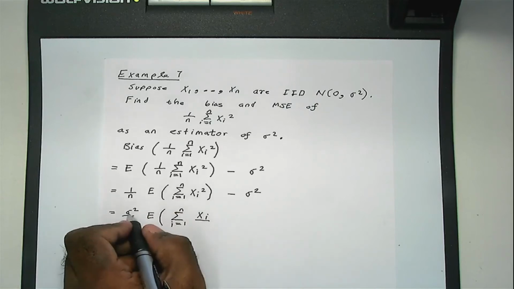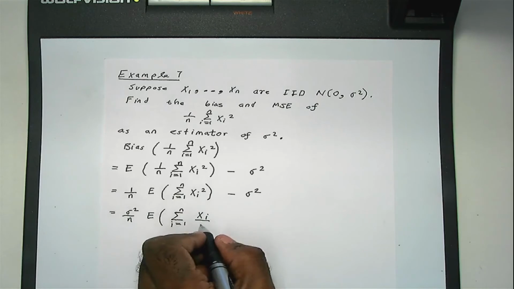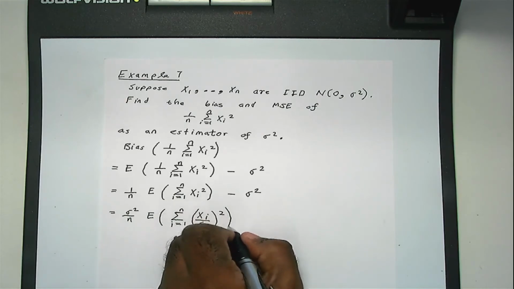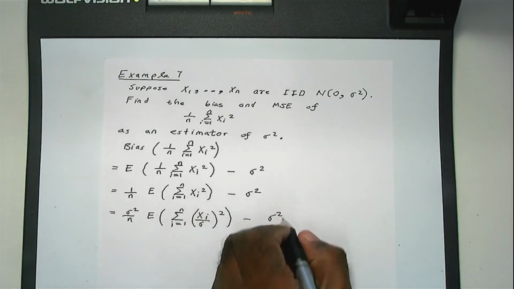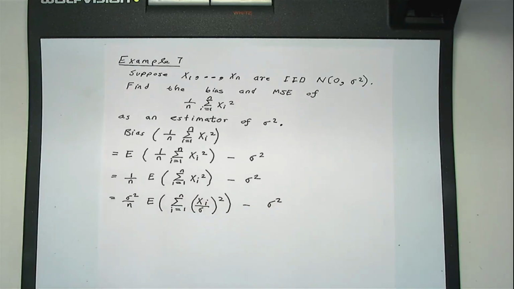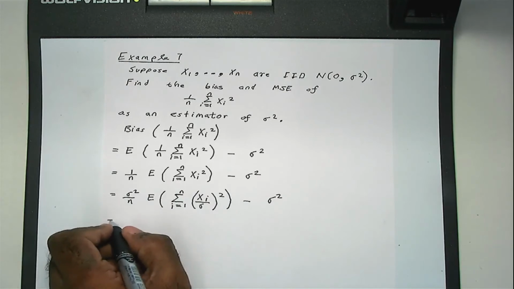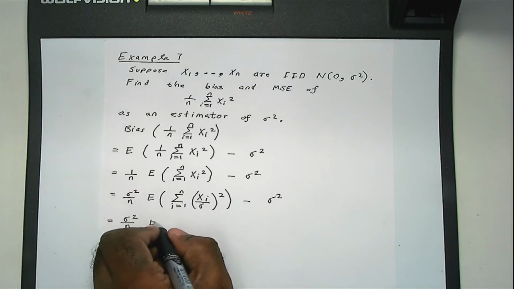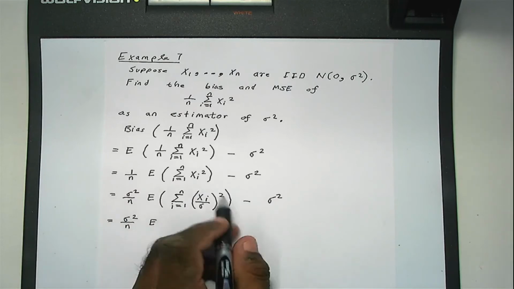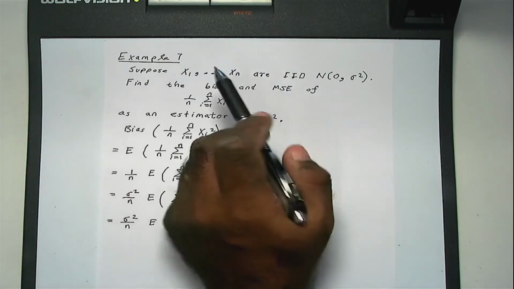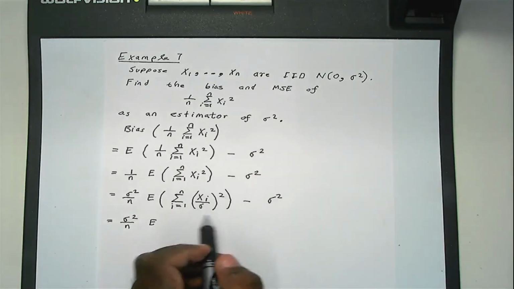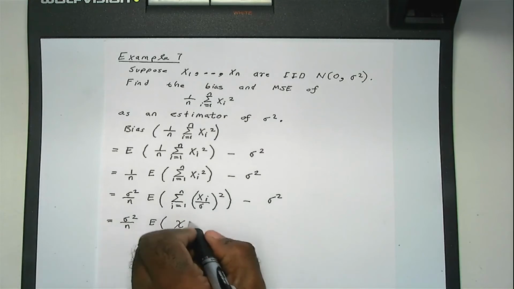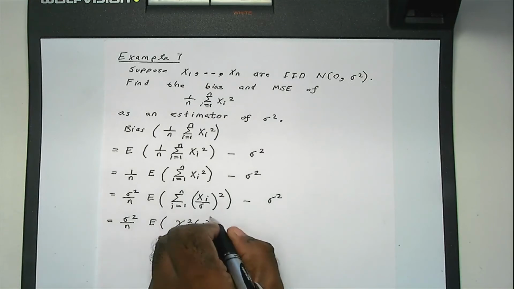Because I have multiplied by sigma squared, I need to divide. Alright, so I'm doing this. Now, if you look at the video on chi-square distribution, one of the properties I gave you is that anything of this kind, when xi have this distribution, this expression must have a chi-square distribution with n degrees of freedom.